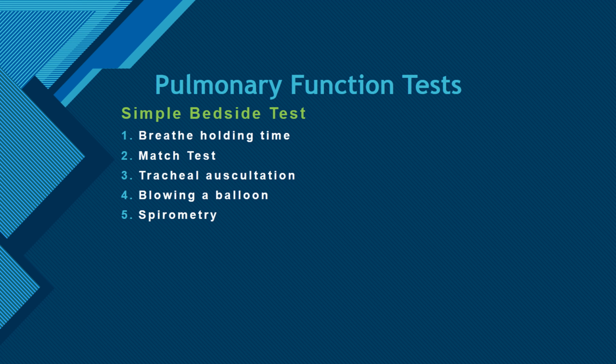Match test. Person is asked to blow off a matchstick from a distance of 15 centimeters. A person with normal pulmonary reserve will blow off the matchstick from this distance. Tracheal auscultation. If breath sounds are audible for more than 6 seconds, it denotes significant airway obstruction. Able to blow a balloon. Spirometry by pocket-size microspirometers can now be performed at bedside.